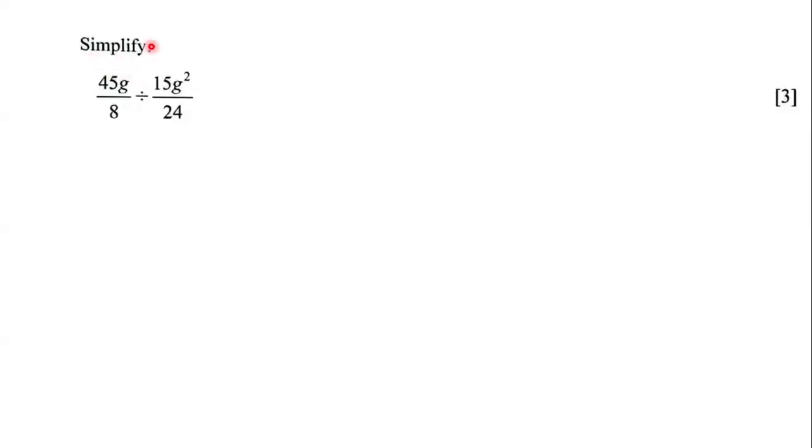Here, our goal is to simplify this algebraic expression. Notice that we have two fractions. We have 45g all over 8 divided by 15g squared all over 24. And so we have these two fractions and we have to divide these two fractions.